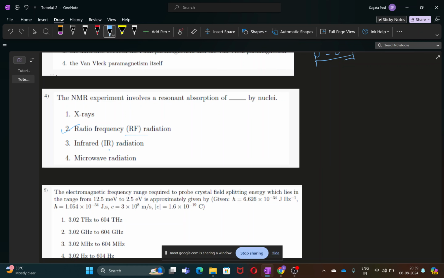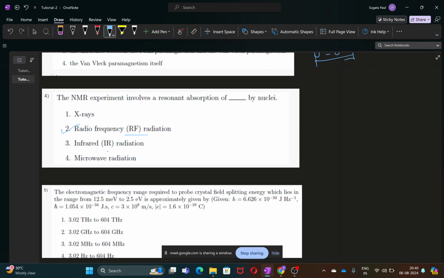Now when it gets aligned, that means it gets ordered. After that, if you expose the system to a radio frequency pulse of radiation, that means you are basically exciting the system to go from the lowest energy state, or the ground state, to the excited state. So the ground state was the state when the nuclear spins were aligned in the field direction. Now you are exposing it to a radio frequency pulse. That means you are exciting the system, you are increasing its energy for the nuclear spin to go into an excited state.